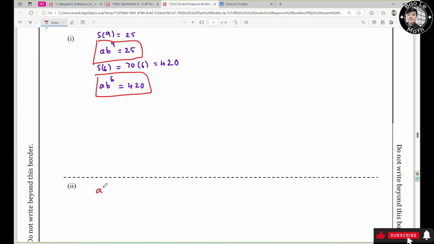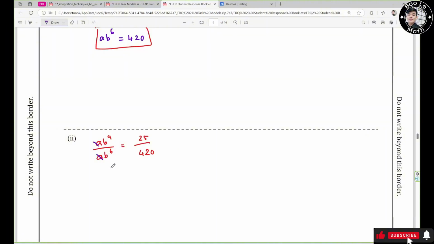So I have a times b power of 9 over a times b power of 6 equals 25 over 420, right? Now a and a cancel out. B power of 9 divided by b power of 6 is going to be b power of 3. Remember a power of m divided by a power of n is going to be a power of m minus n, so keep that in mind. So it's going to be b cubed equals 25 over 420.